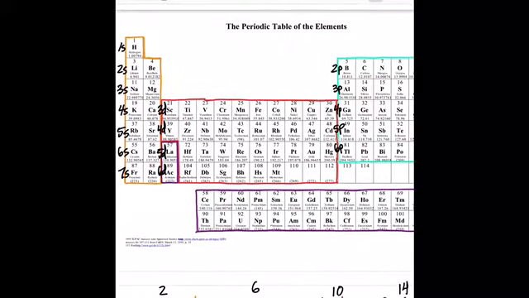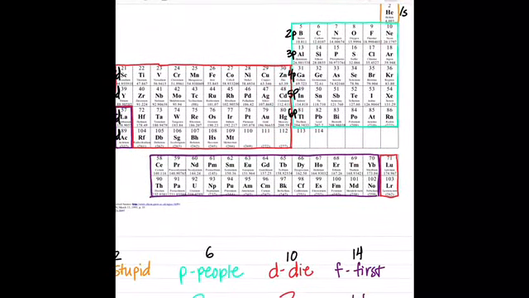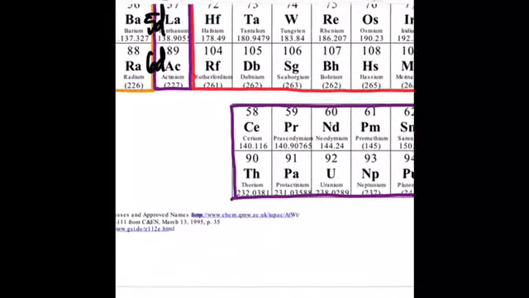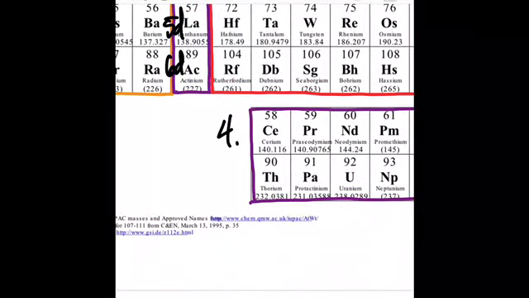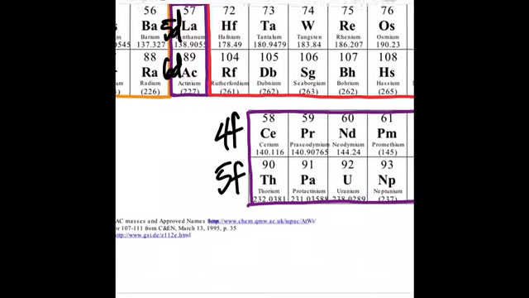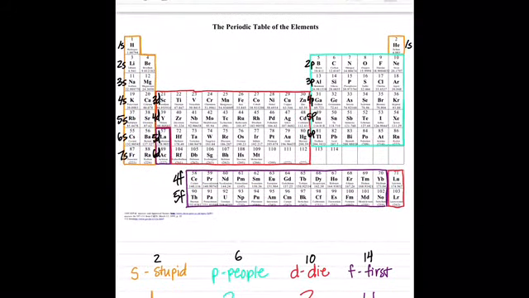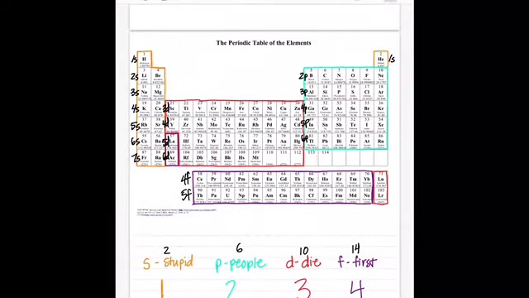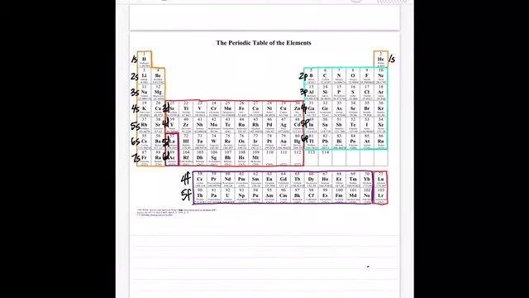All right, and the last one is F block. Now F block starts on 4. So let's go down to F block. So 4F and 5F. This is what it should look like when you are done. That has all of the labels on it. If you need to pause this to finish labeling everything, go ahead and pause. But I'm going to go ahead and erase this bottom section so I can work some problems.